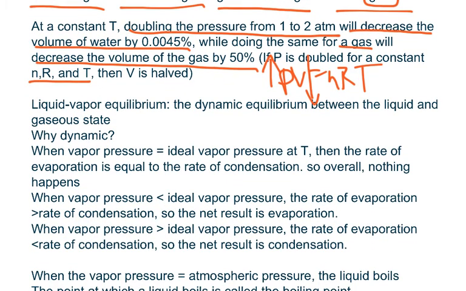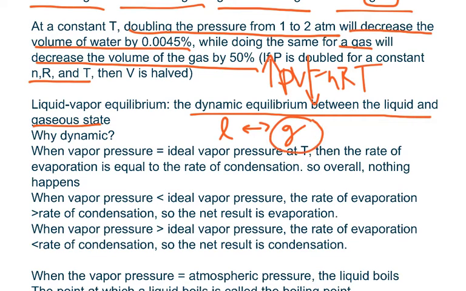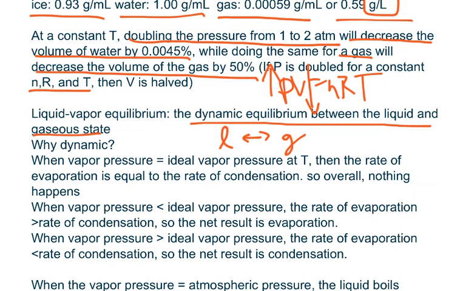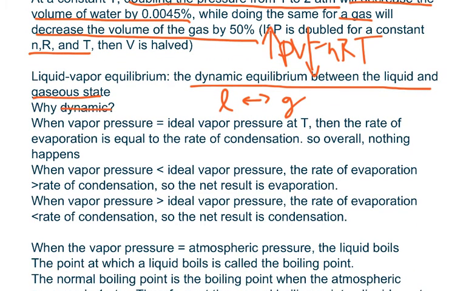Now, let's talk about the liquid-vapor equilibrium. This is the dynamic equilibrium between the liquid and gaseous state, so you could write it in terms of a reaction, such as this, where the double arrow shows equilibrium, or in other words, it can either favor the side with the gases, or the reaction could favor the side with the liquid. Now, what does it mean to be dynamic? Well, let's read these explanations to see if you could figure it out.